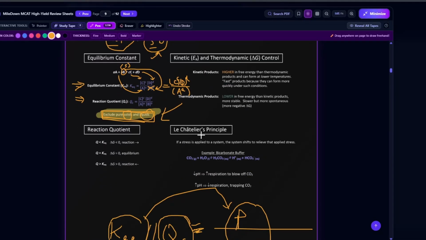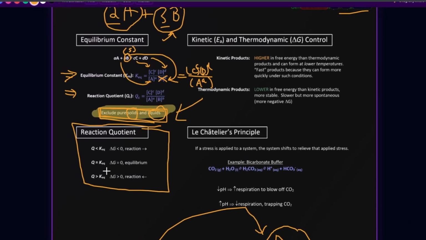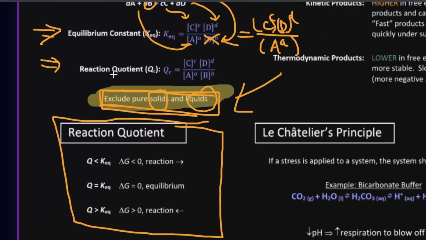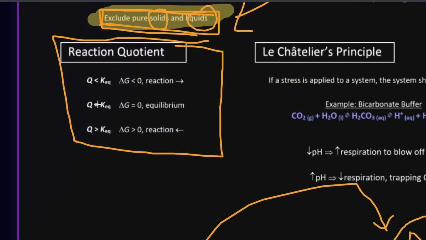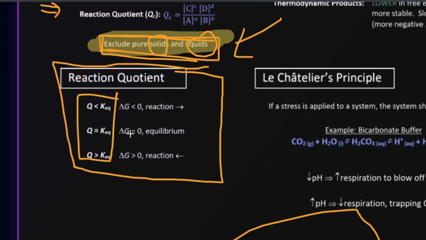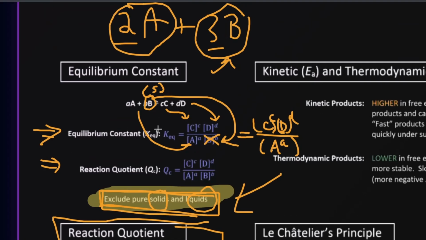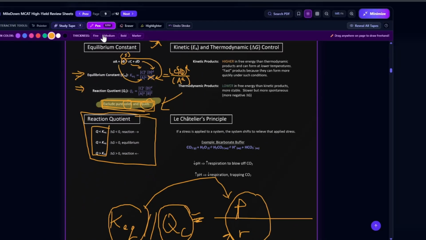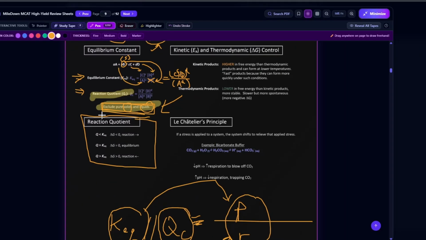Okay, and then we're gonna go into reaction quotient since we were talking about it anyway. The reason why it's important to know reaction quotient and equilibrium is that you need to know them relative to each other, because that will tell you something. They don't tell you much alone, but reaction quotient tells you something when it's compared to KEQ. When Q is less than KEQ, then your reaction delta G is less than 0, which means your reaction is right.